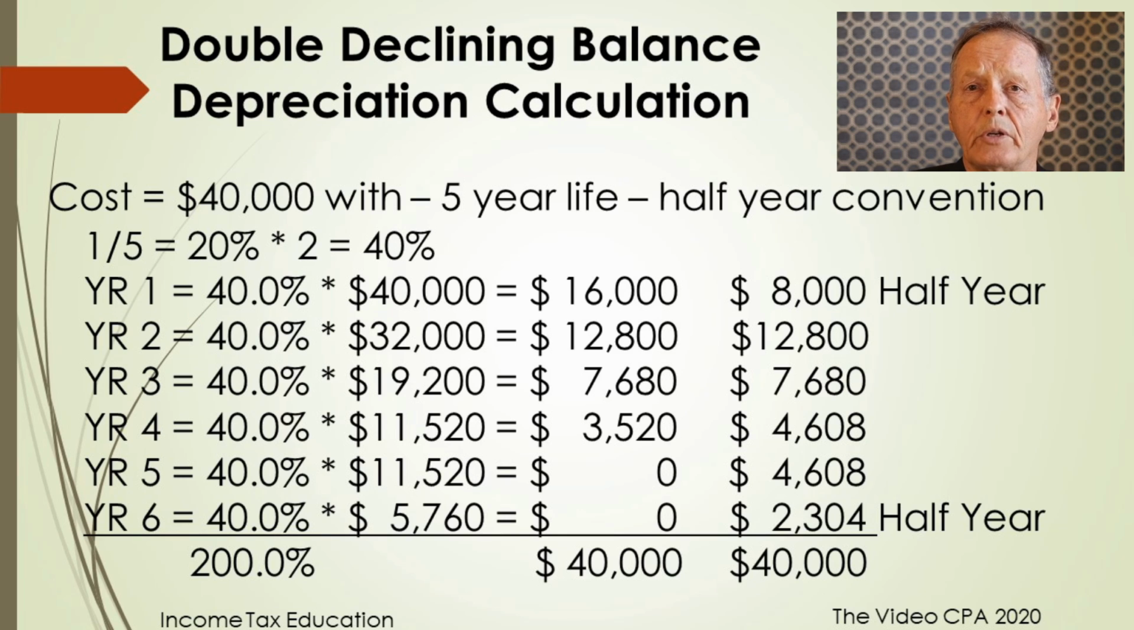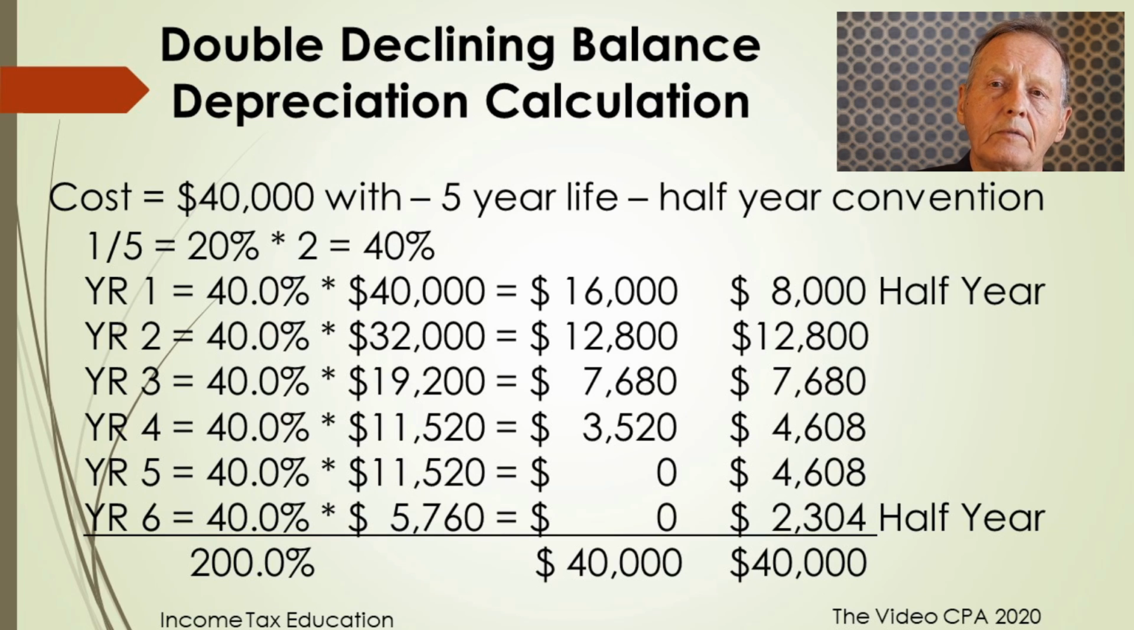So year one's depreciation is going to be $16,000. With the half-year convention, you're only going to be able to take $8,000 for tax purposes. Year two, you'll notice you're still using the 40% rate, which you use for all 5 years, really. But you're applying it towards a different amount. So it is a declining balance method. So in year two, you're going to take that $8,000 worth of depreciation subtracted from the $40,000, and so you're going to apply the 40% to the $32,000, and so on through the end of the 4 or 5 years.